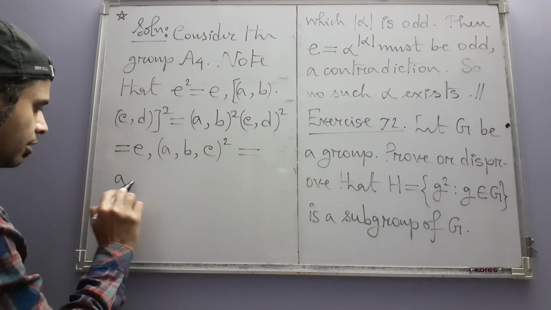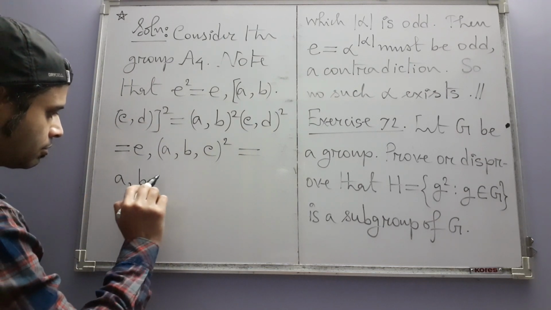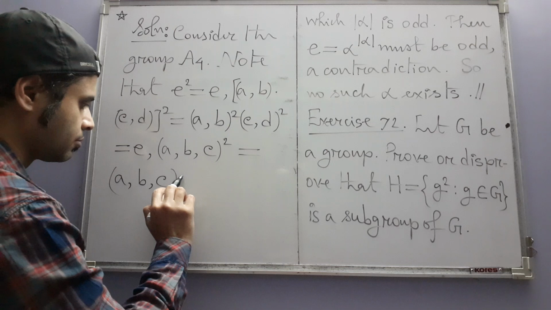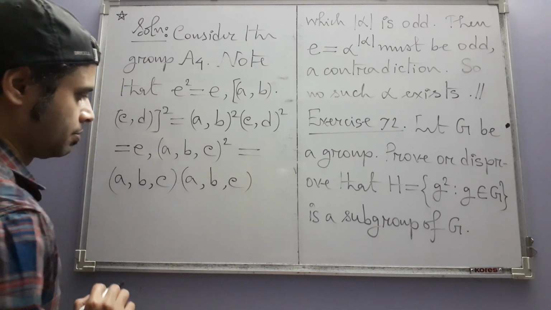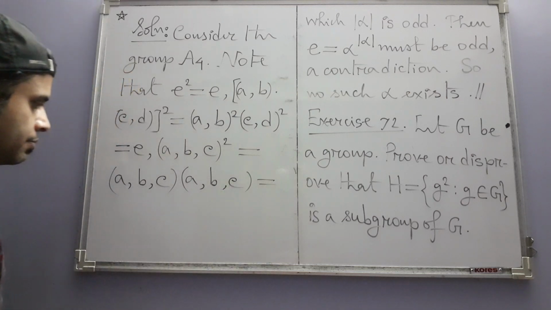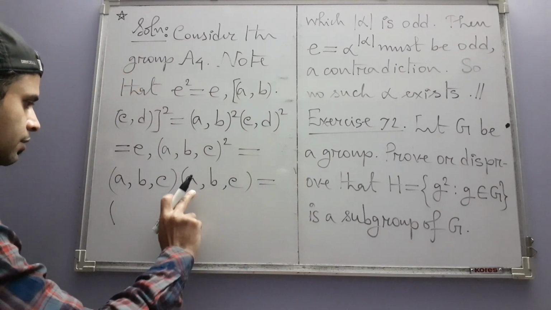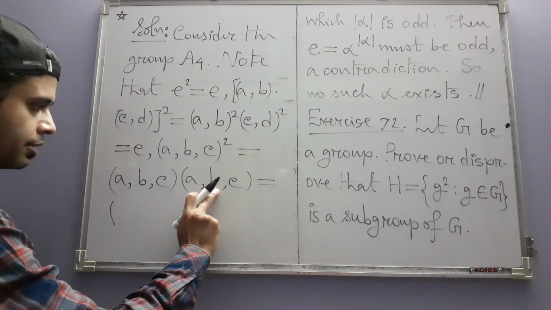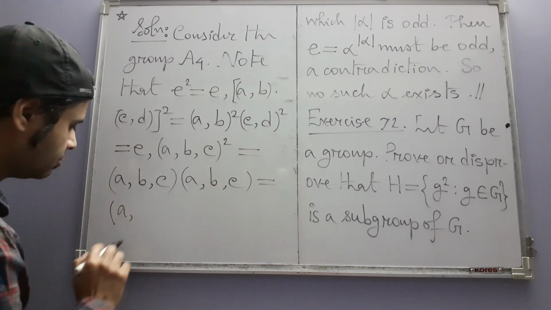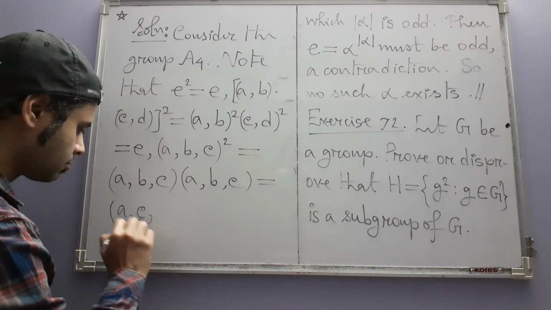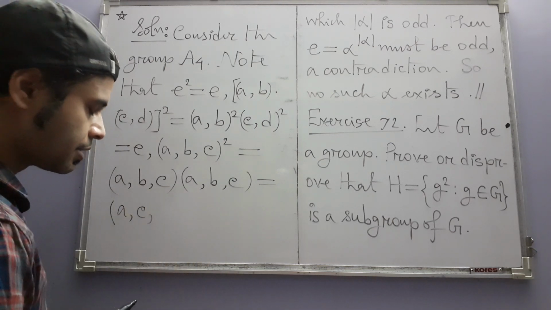We want to actually calculate this. ABC, ABC. So that means first this one sends A to B and this one sends B to C. So that means A is sent to C.